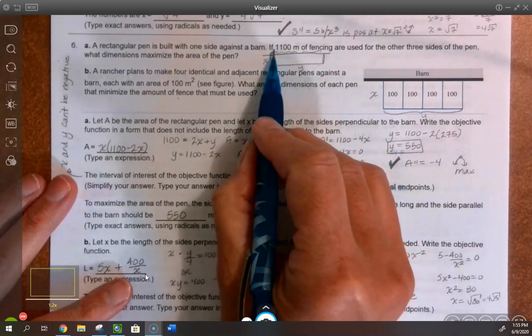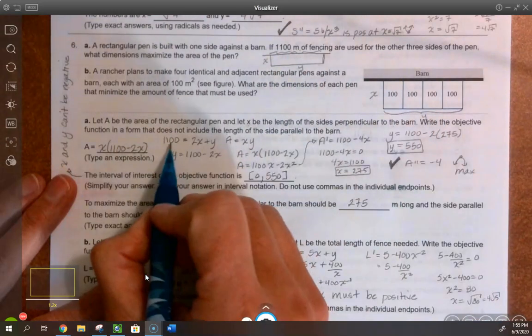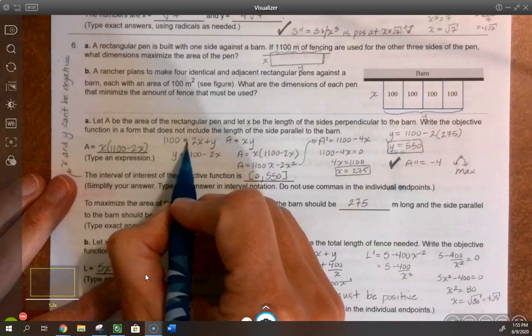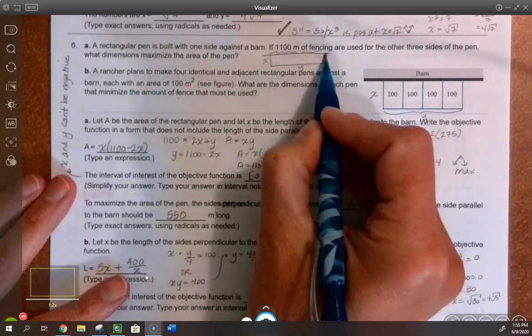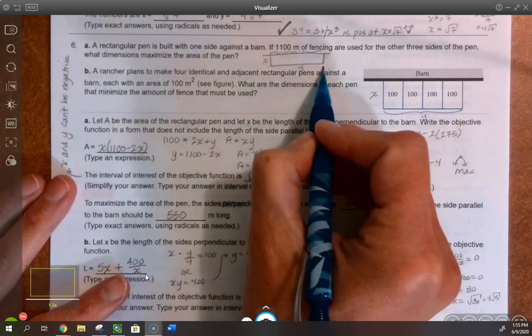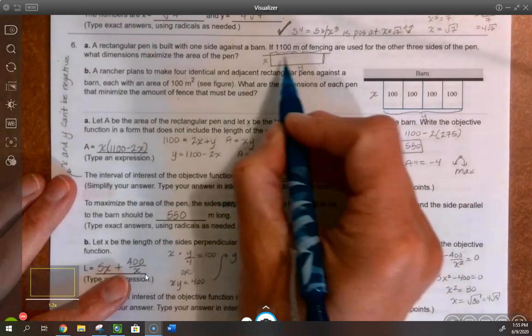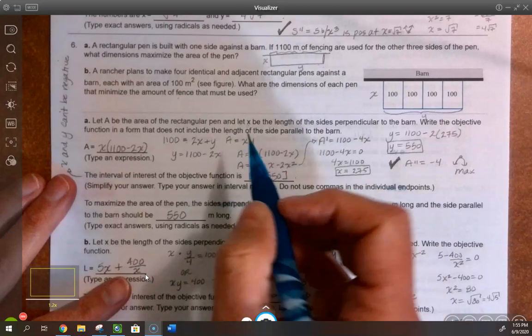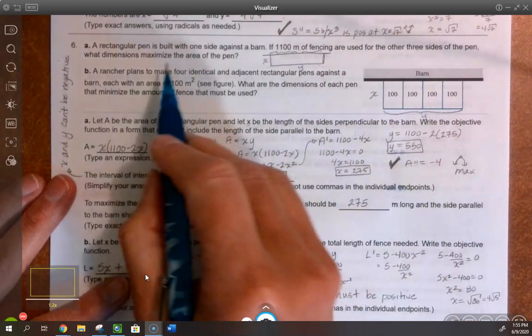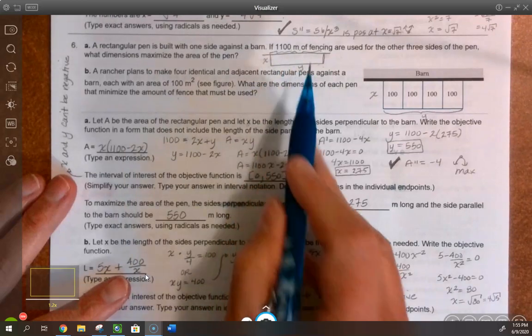So we know that we have 1,100 meters of fencing. So our constraint is that 1,100 has to equal the perimeter of this, my fencing. And so this is x plus x, 2x plus y. And so 1,100 equals 2x plus y. Along here, there isn't any fencing because that's the barn. And we are trying to maximize the area. So area equals x times y.